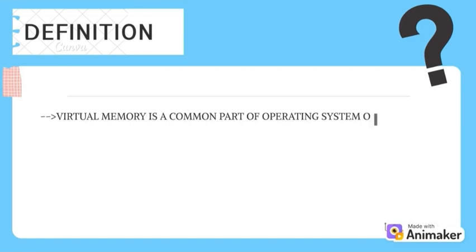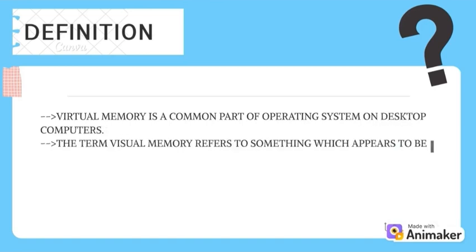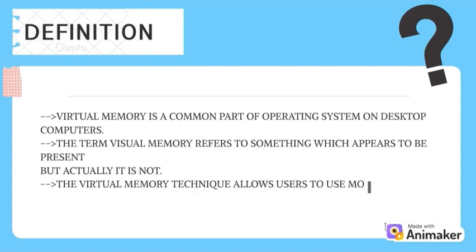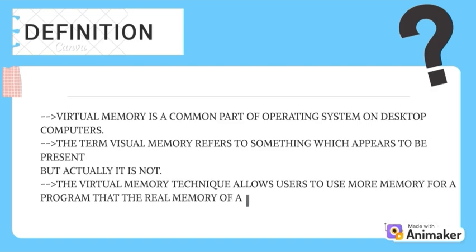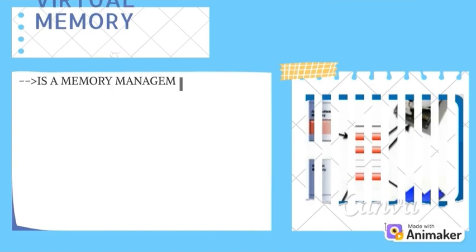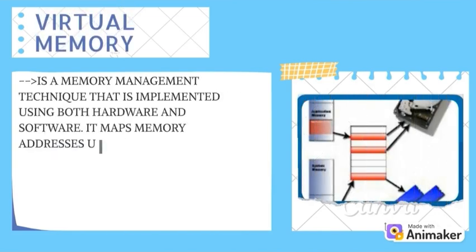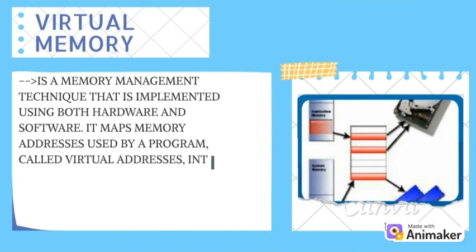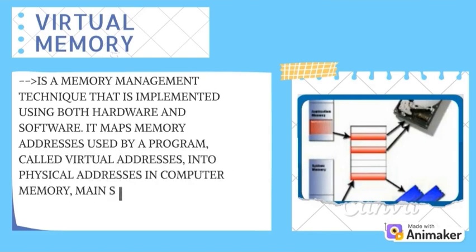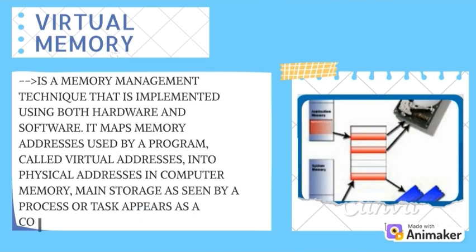Virtual memory is a common part of the operating system on desktop computers. The term virtual refers to something which appears to be present but actually is not. The virtual memory technique allows users to use more memory for a program than the real memory of a computer. Virtual memory is a memory management technique that is implemented using both hardware and software. It maps addresses used by a program, called virtual addresses, into physical addresses in computer memory. Main storage, as seen by a process or task, appears as a contiguous address space.